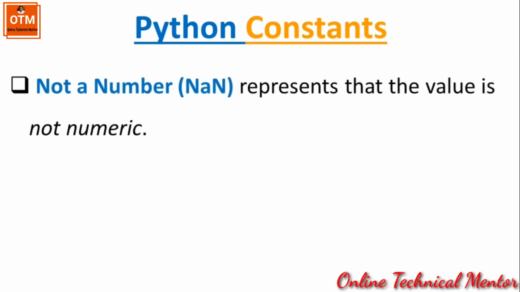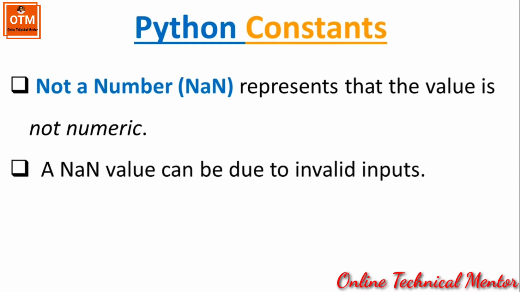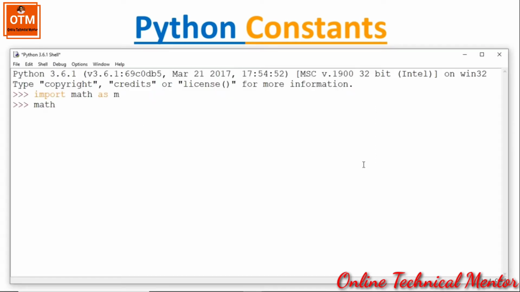Come to the next constant, that is the NotANumber, nan. It represents that the value is not numeric. A nan value can be due to invalid inputs. It is not really a mathematical constant. There is a function where you can check whether the number is not a number or not with the help of the isnan function. Now if you write m.nan, it will give you nan, not a number.